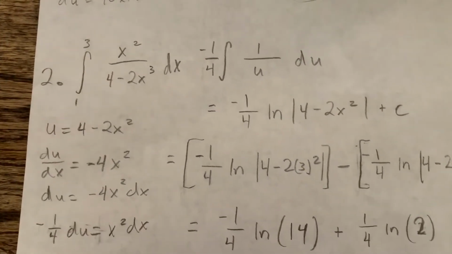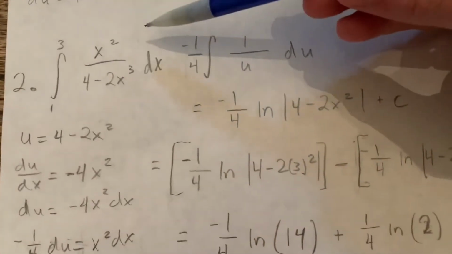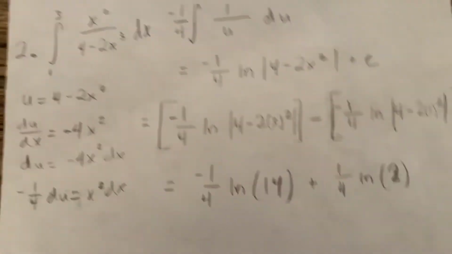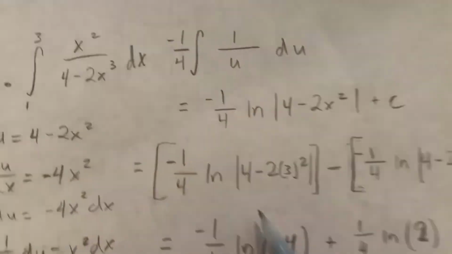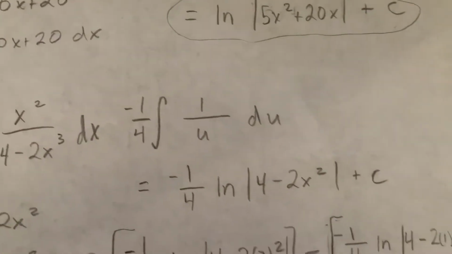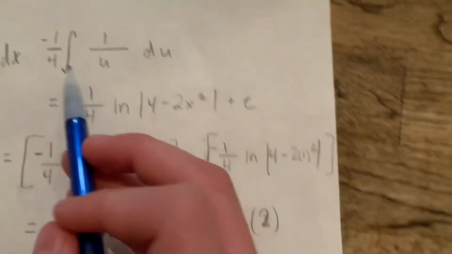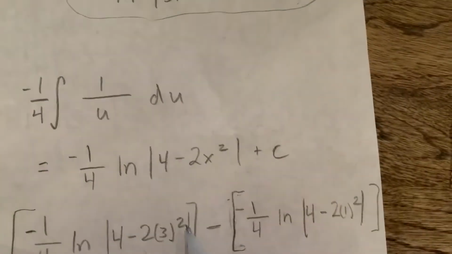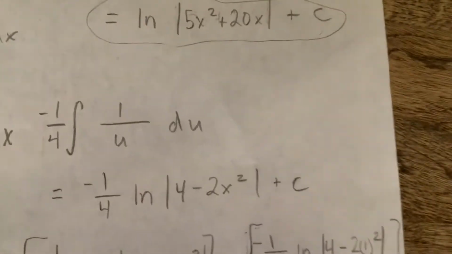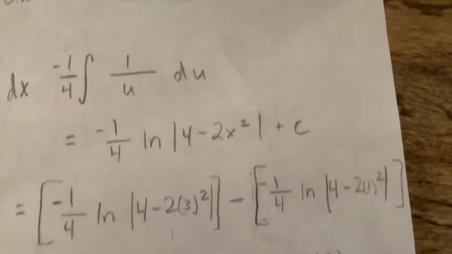And that was because we had the x squared above, by the way. And then after that, it was the same rule as before. We knew that 1 over u would be ln, so we would just multiply the outside. So it would be negative 1/4 ln of absolute value of 4 minus 2x squared plus c.